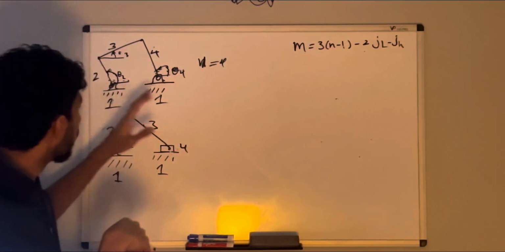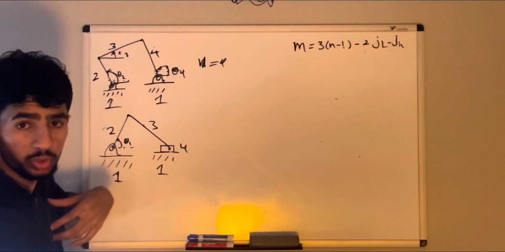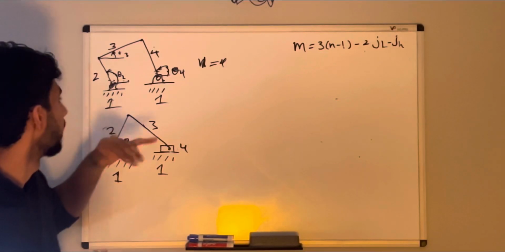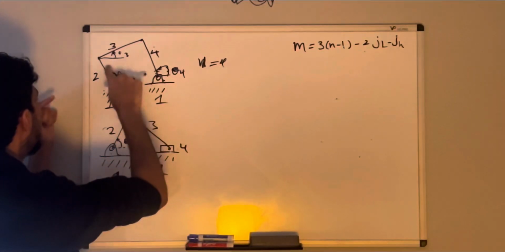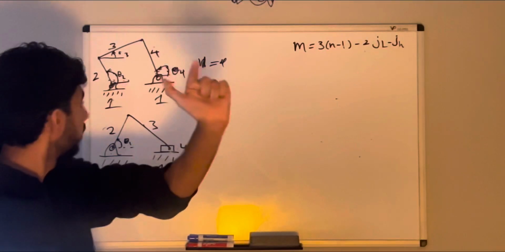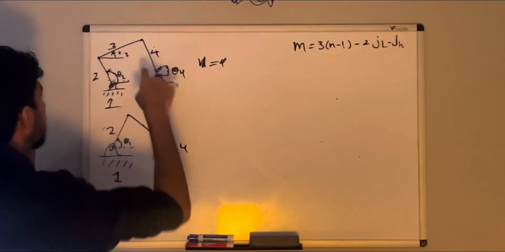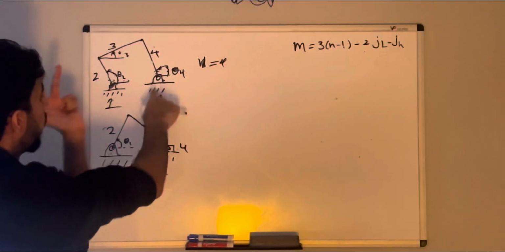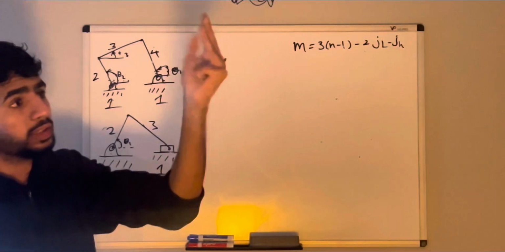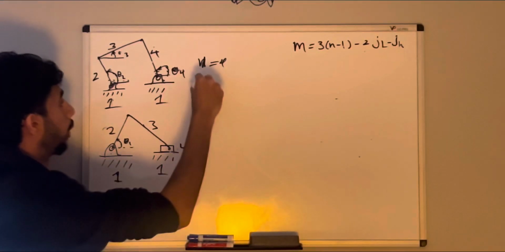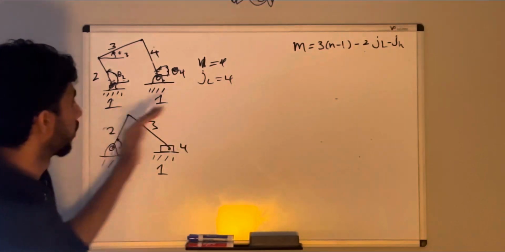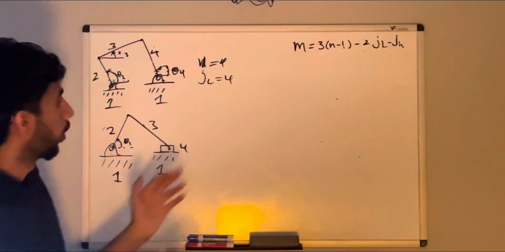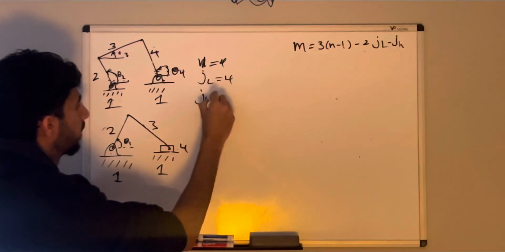Now these are all pin joints. Pin joints are all lower order pairs. So 2 to 1 is a pin joint, so lower order. 3 to 2 is a pin joint. 4 to 3 is a pin joint, and 4 to 1 is a pin joint. There are 4 pin joints, so they're all lower order pairs. So JL is equal to 4, and there's no higher because there are only 4 pairs and they're all lower. That means the higher order is 0.